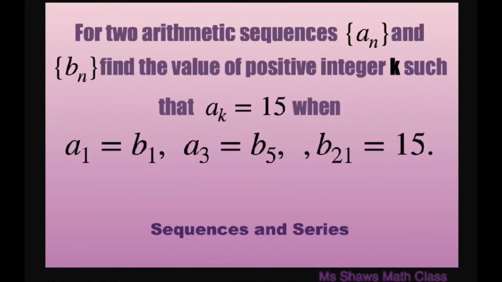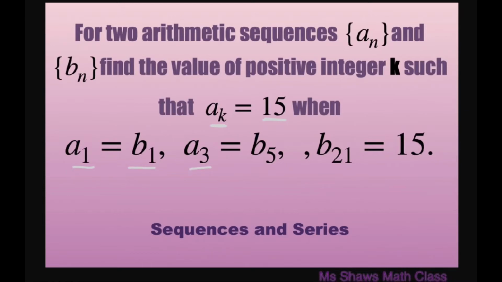Hi everyone. For two arithmetic sequences, a sub n and b sub n, we're going to find the value of a positive integer k such that a sub k equals 15. Now that just means that in our first sequence, we have a term that equals 15, and we need to know what position that is in. Which term is it? We also have that our first two terms are the same for both sequences.